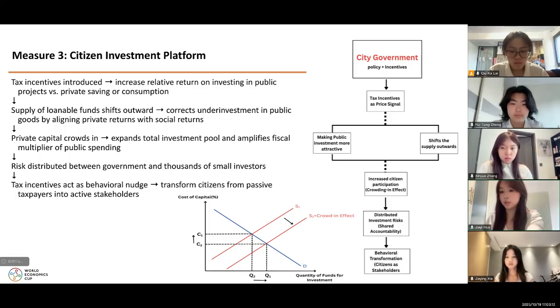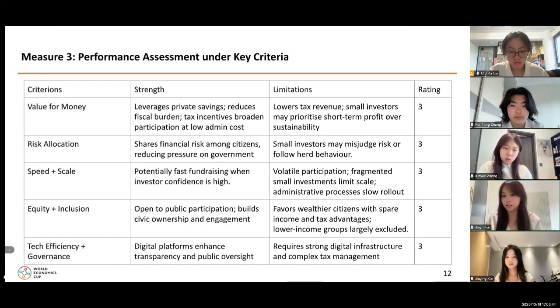As a result, the model crowds in private investment, expanding the total pool of funds for capital formation. The multiplier effect of public spending is amplified. Each public dollar used for tax incentives attracts multiple private dollars in investment. Tax rate reductions exemplify a behavioral nudge, appealing to citizens' social values for supporting sustainability. They transform residents from passive taxpayers into active stakeholders. This table highlights the main strengths and limitations of the model.